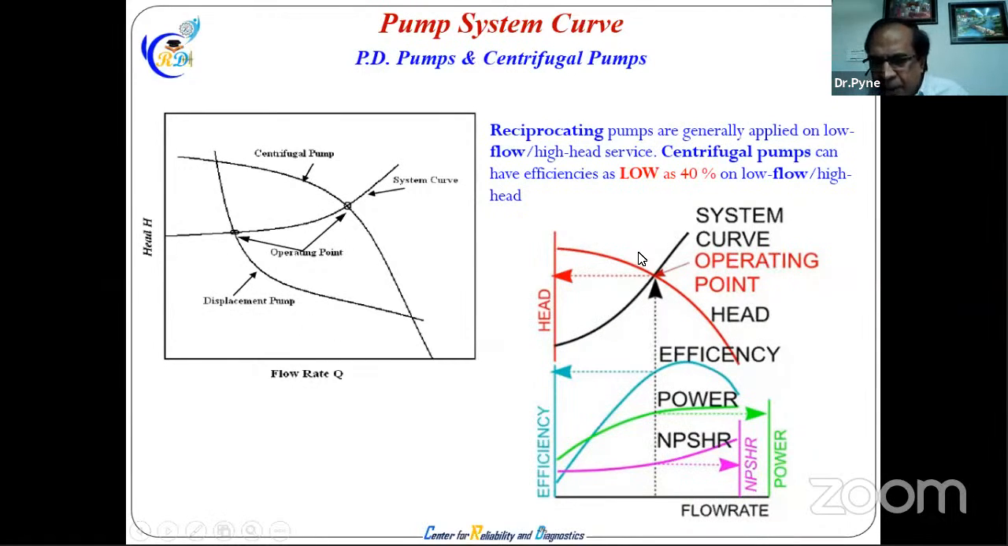These are called system curves. System curves look into frictional loss and dynamic loss, and static loss. These two parts combined give the system curve.